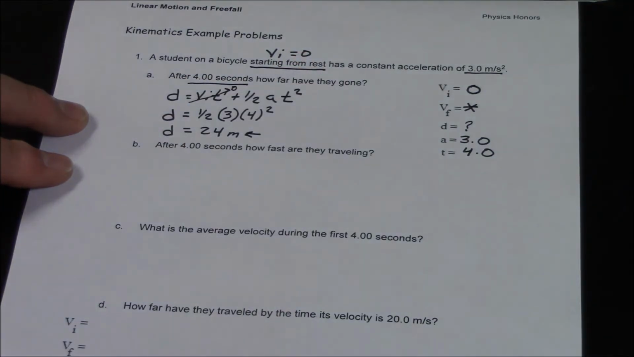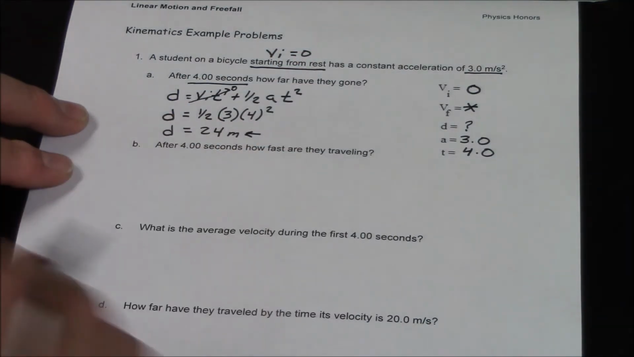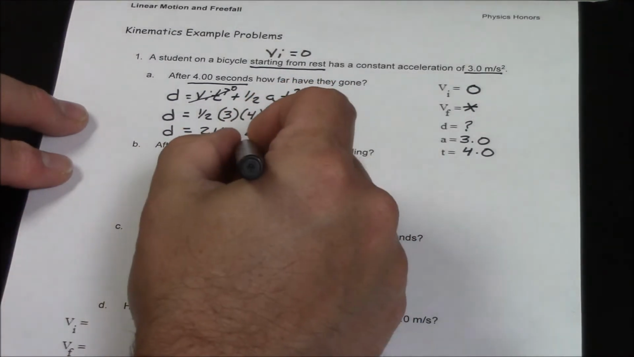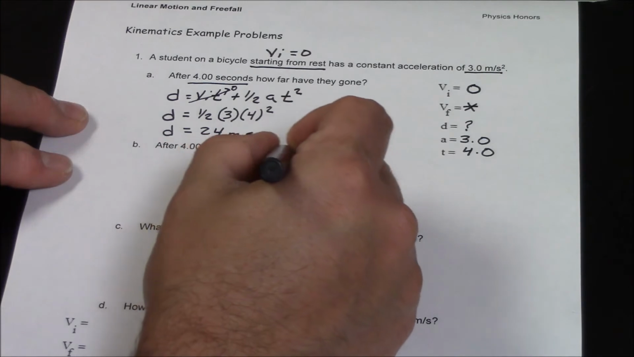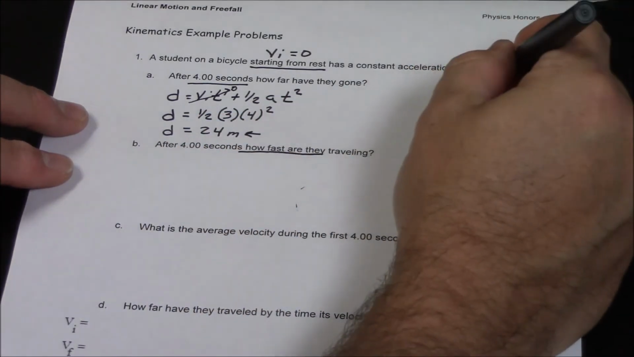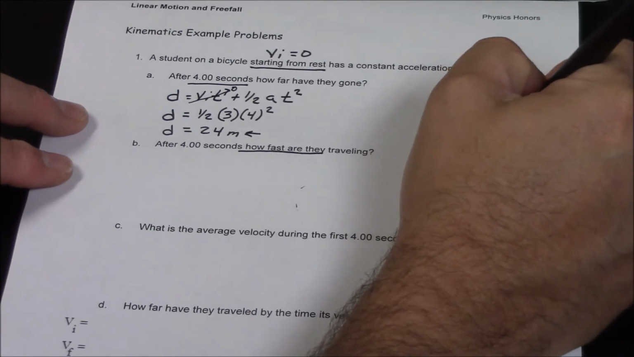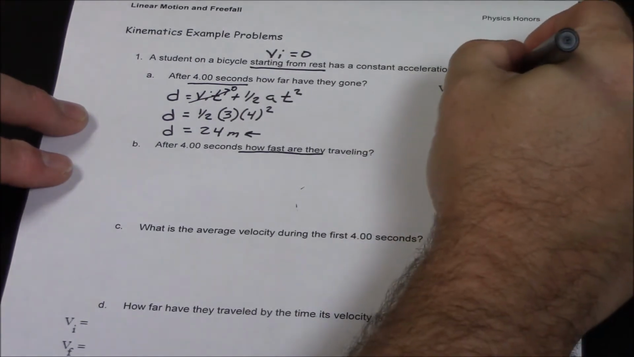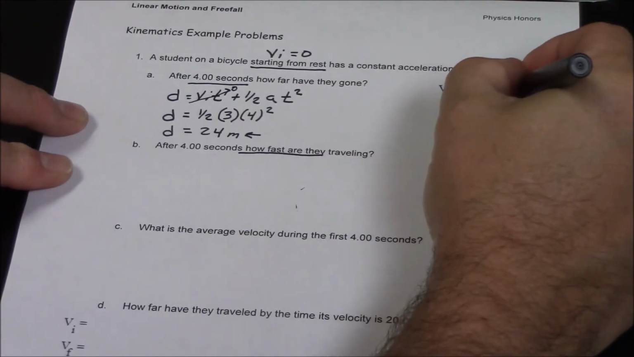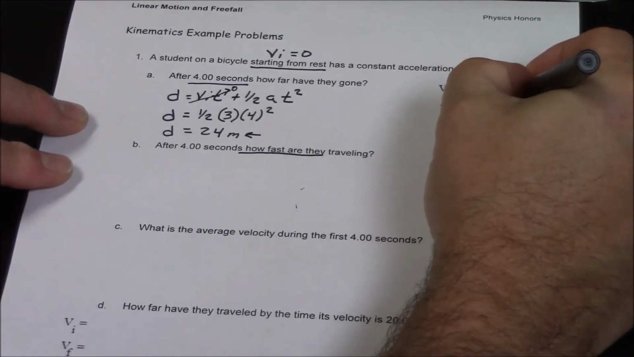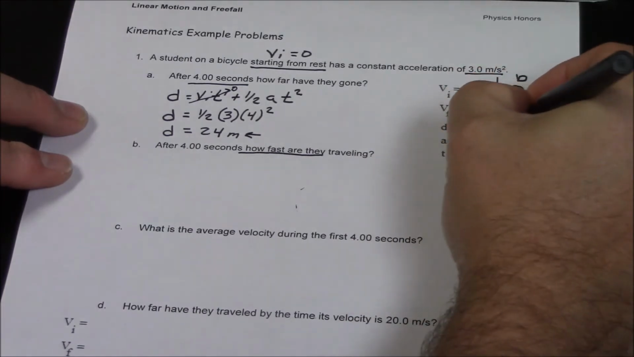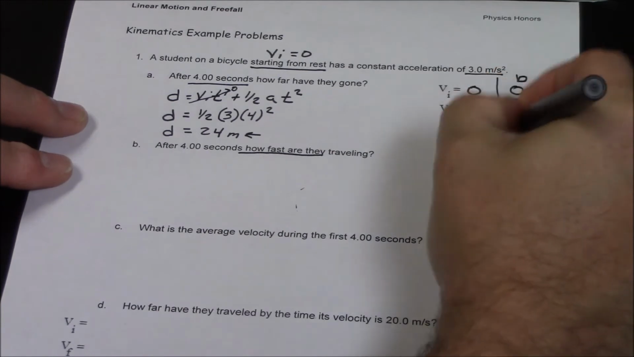Alright. Second problem. We're still using all the same data, but this time we're saying, hey, how fast are they going? So how fast would be velocity final? One thing I like to do is maybe separate the problem out and say, okay, now we're at part B. So we still start from rest. Now this is the question mark. This is 24 because we just solved it. This is 3. And this is 4.